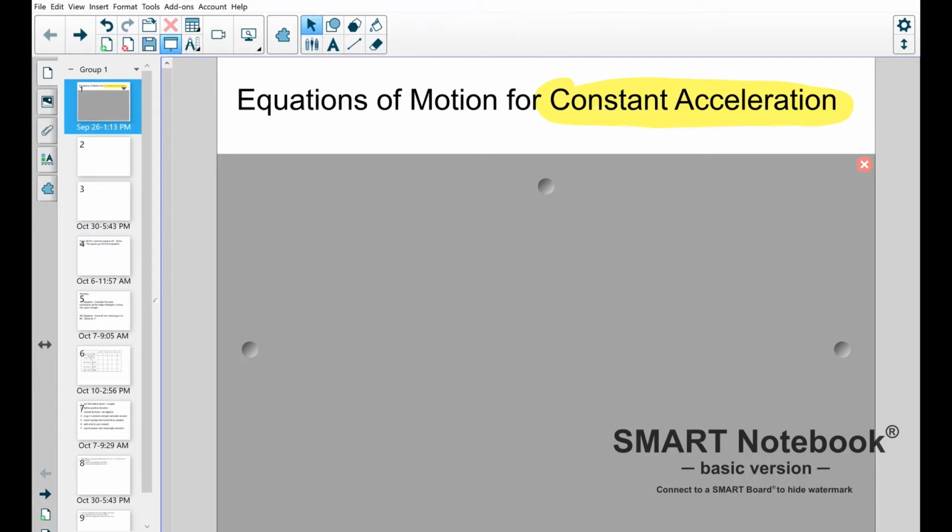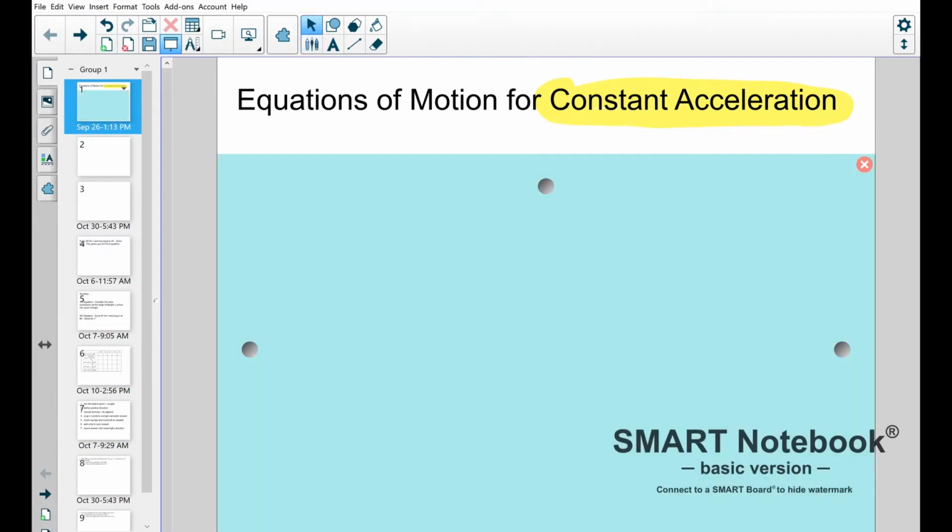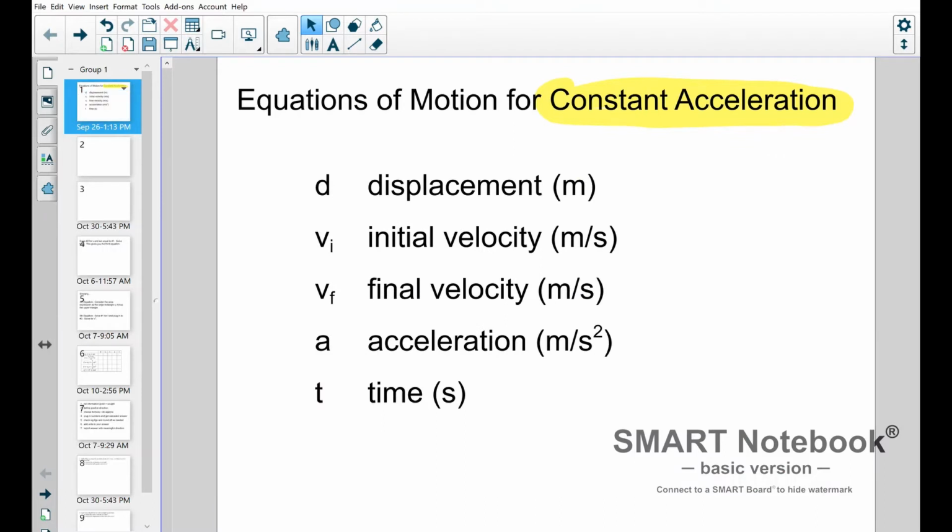So these equations link together the 5 main quantities for kinematics that we've been dealing with: the displacement of an object, its initial and final velocities, its acceleration, and the amount of time that has gone by. How we're going to do this is we are going to use velocity time graphs as a way to show where these equations come from.